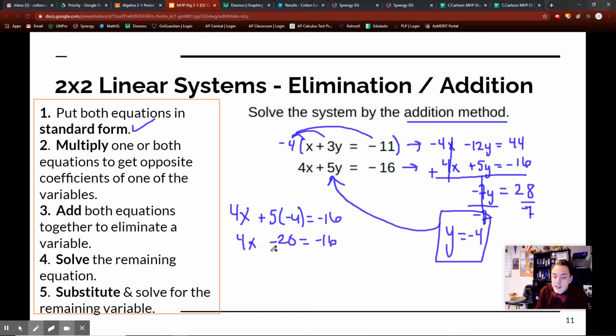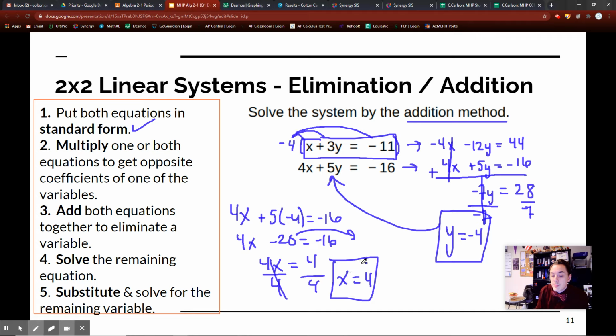Put my 4x down here. And then I'm going to add that 20 over. So that becomes 4. Divide by 4, divide by 4, x equals 4. Doesn't matter if you plug it in the first one, the original one right here, or if you just plugged it into the other one, like what I did. What's my final answer? 4, comma, negative 4. Okay, that's what Math Excel will want with the smiley face.